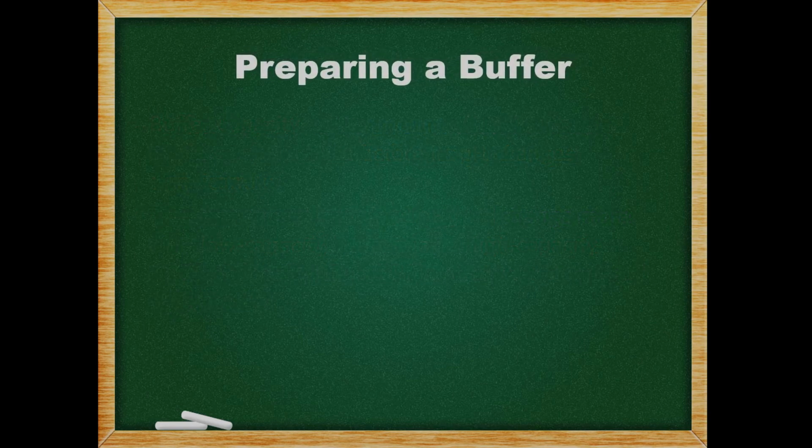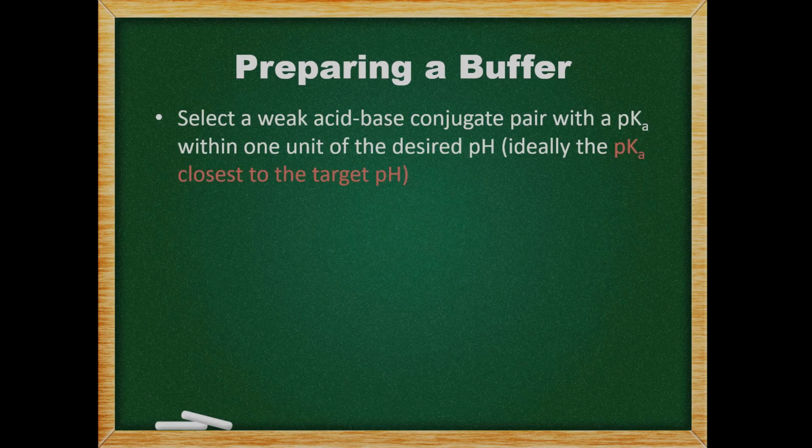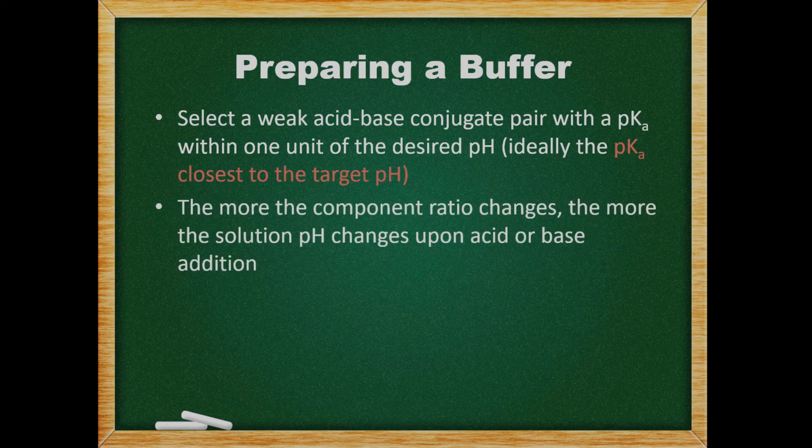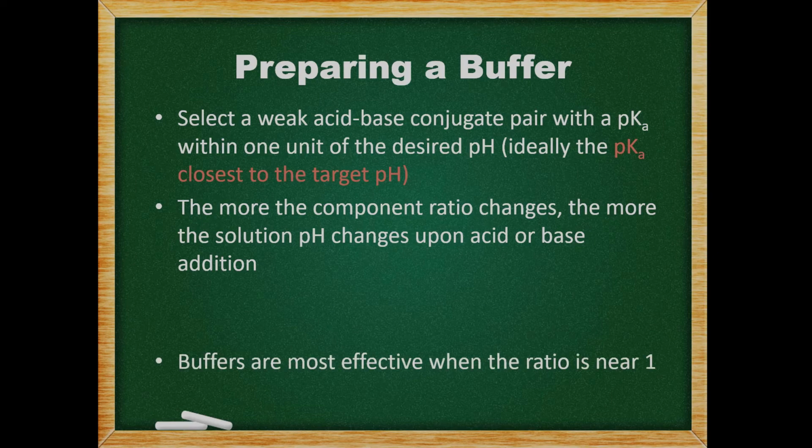To prepare a buffer, we choose a weak acid-base conjugate pair with a pKa within 1 unit of the desired pH. The pKa should be the closest one to the target pH. The more the component ratio changes, the more the solution pH changes upon addition of an acid or base. This ratio should be no larger than 10 but no smaller than 0.1. Buffers are most effective when the ratio is near 1.